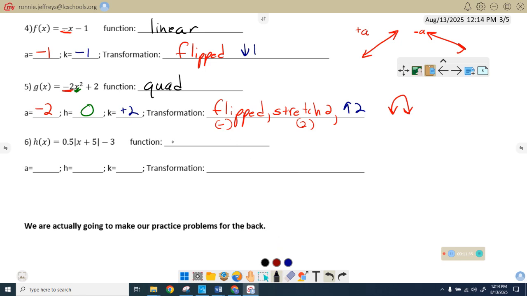And then absolute value. Our A is 0.5. I could have written a fraction, but this is the same thing. This is between 0 and 1. So it's not a stretch. It's the lightning bolt from Mario Kart. Shrink. It's a shrink of 0.5.